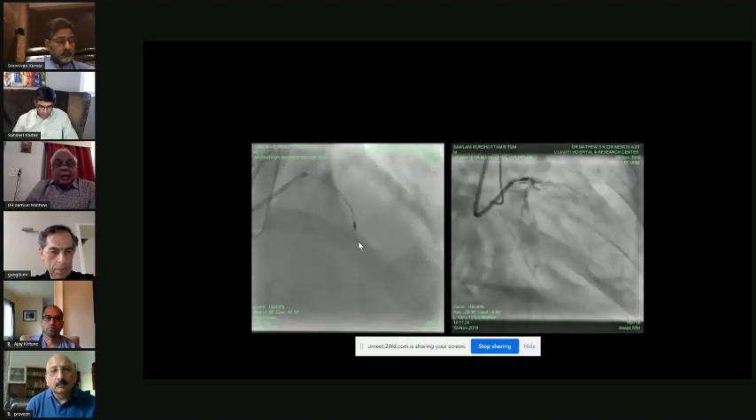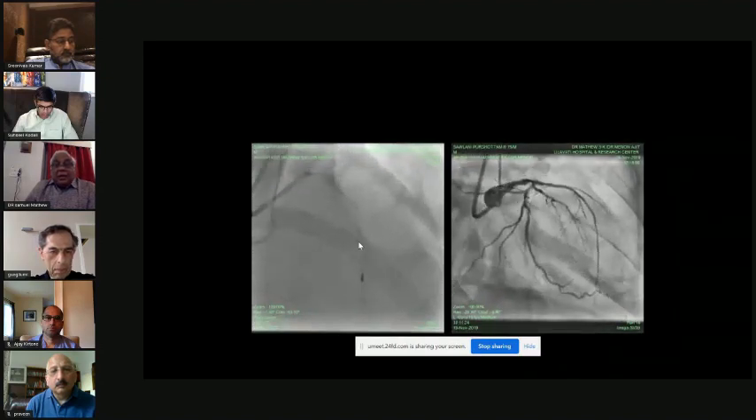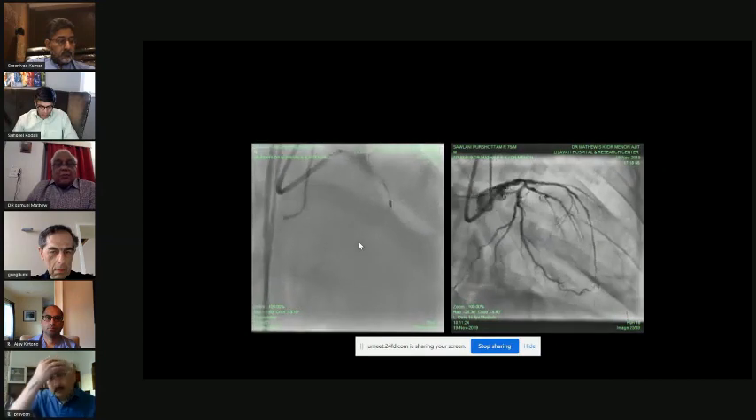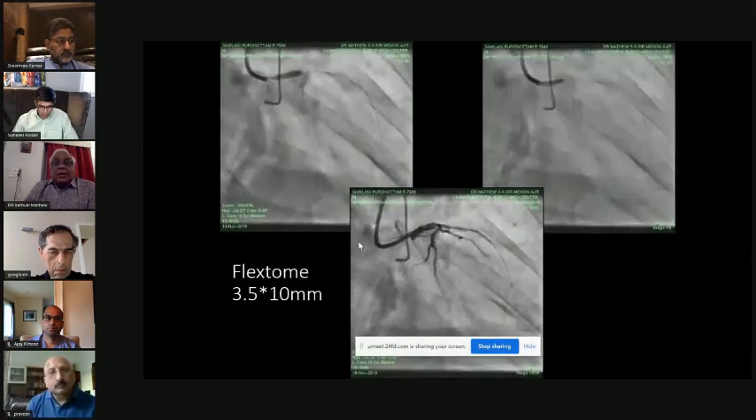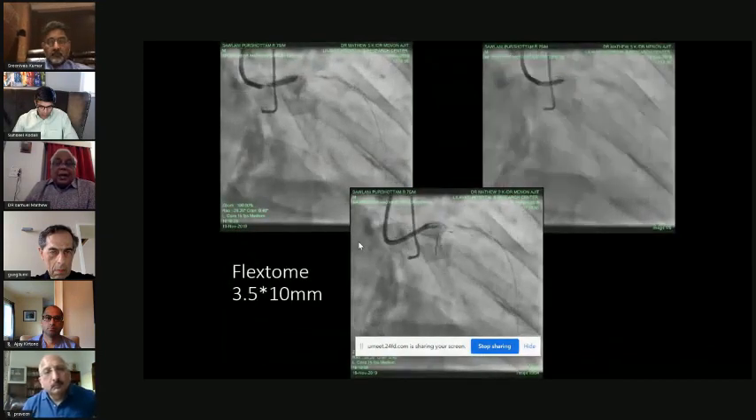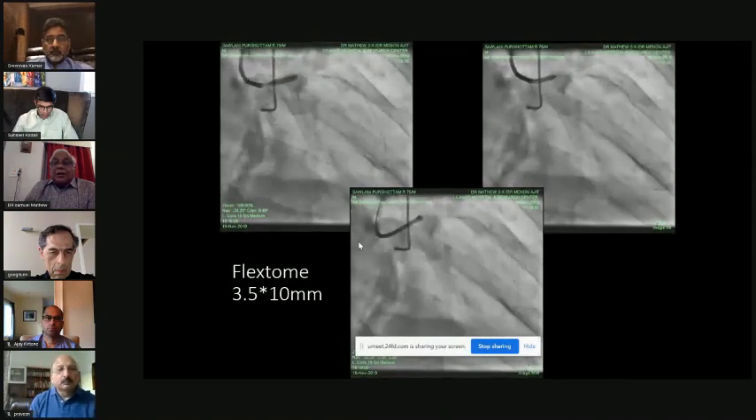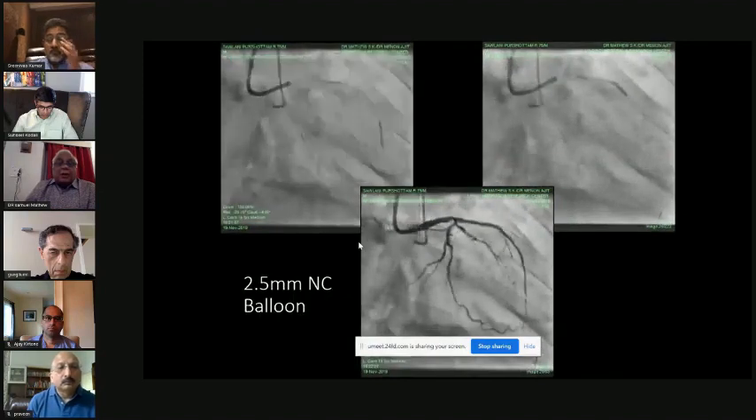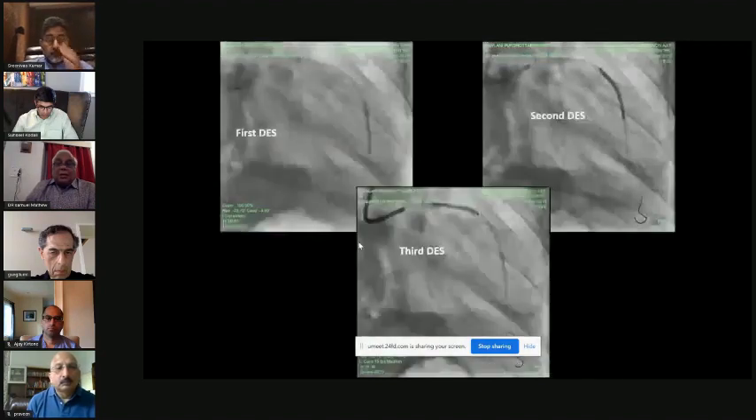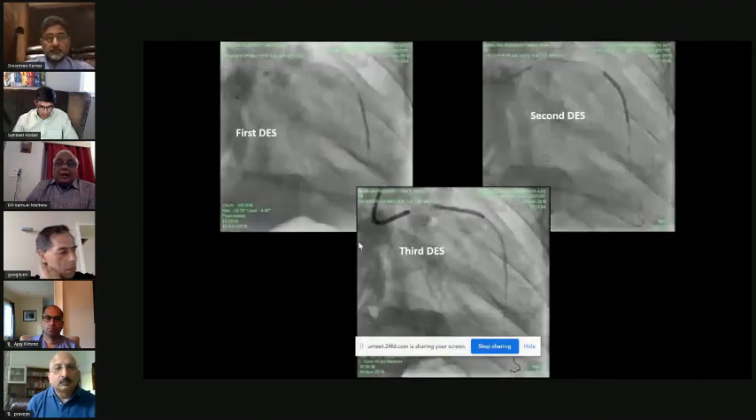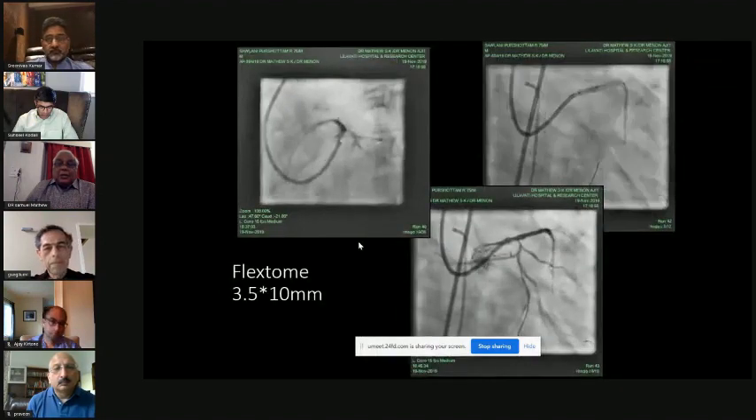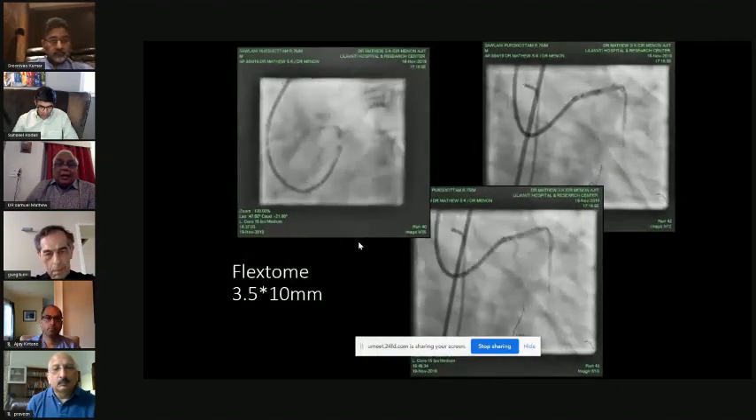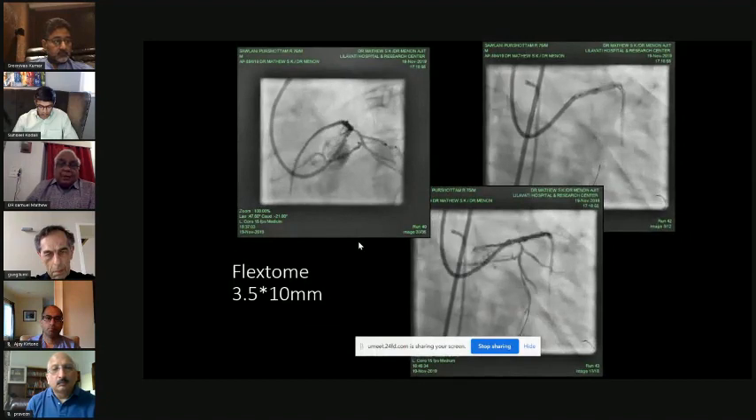and then rotablated the calcified segment. Now, once we re-established the good distal flow, we were sure that this patient is likely to do well, and then attempted the left main and treated it, and did well with the combination of Flextome and multiple balloon dilatations, and long DES in the proximal and mid segment of the LAD and left main stent.